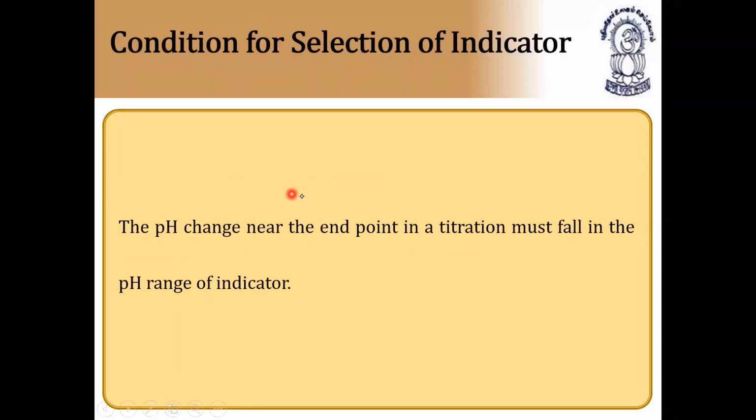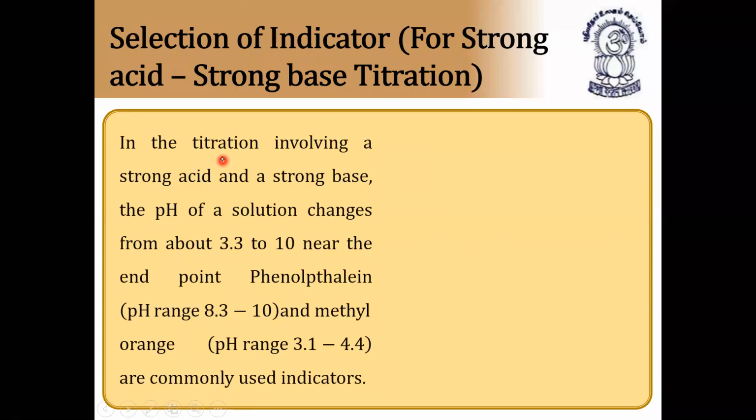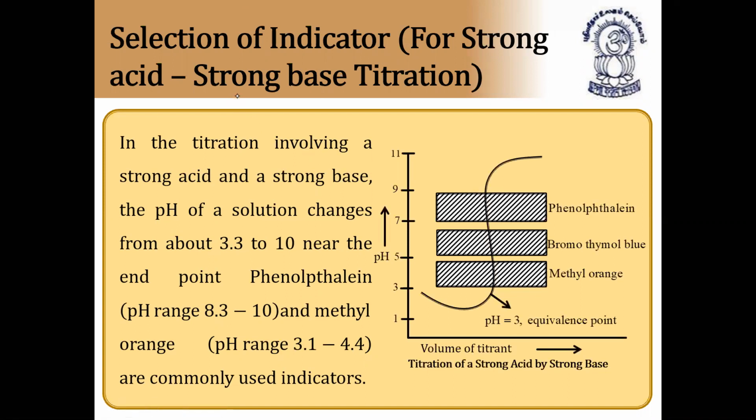The pH near the end point in a titration must fall in the pH range of the indicator. Now, selection of indicators for strong acid and strong base is very, very important. They will ask about different titrations: weak acid, weak base, strong base. In the titration involving a strong acid and a strong base, the pH of the solution changes from about 3.3 to 10 near the end point. Phenolphthalein with pH range 8.3 to 10 and methyl orange with pH range 3.1 to 4.4 are commonly used indicators.